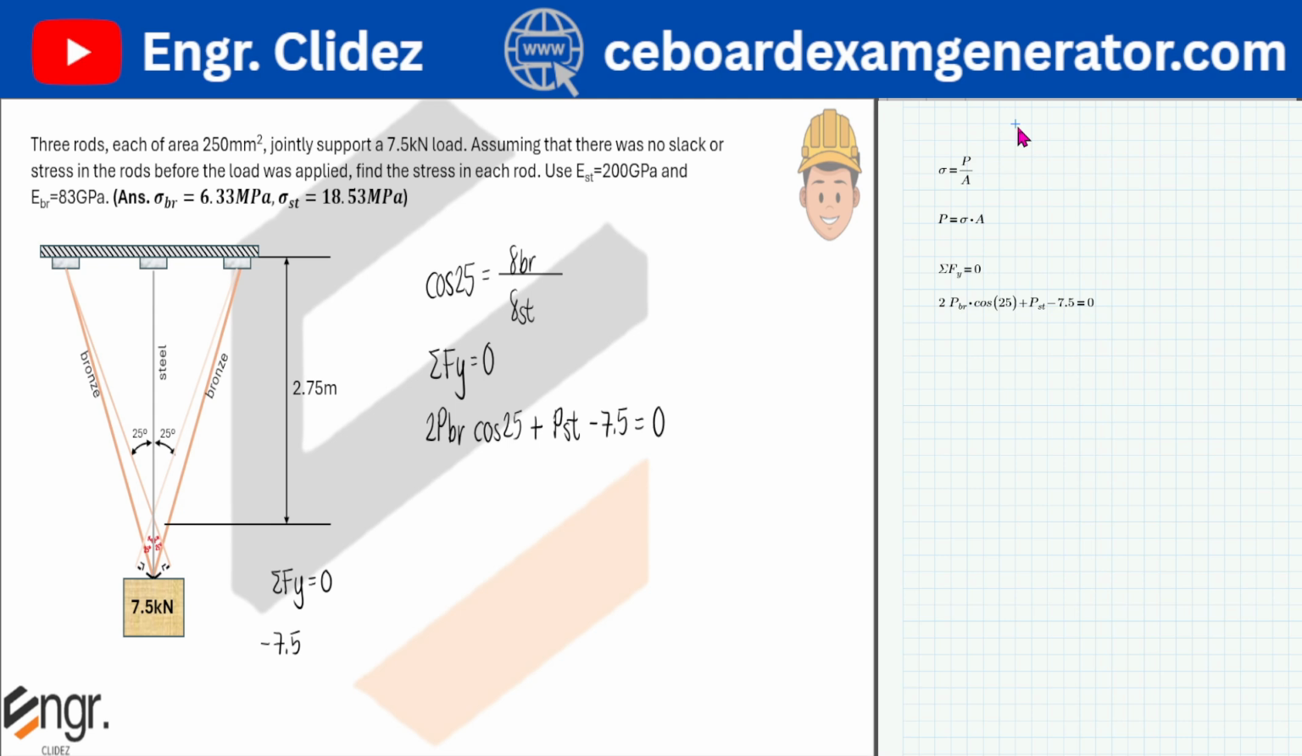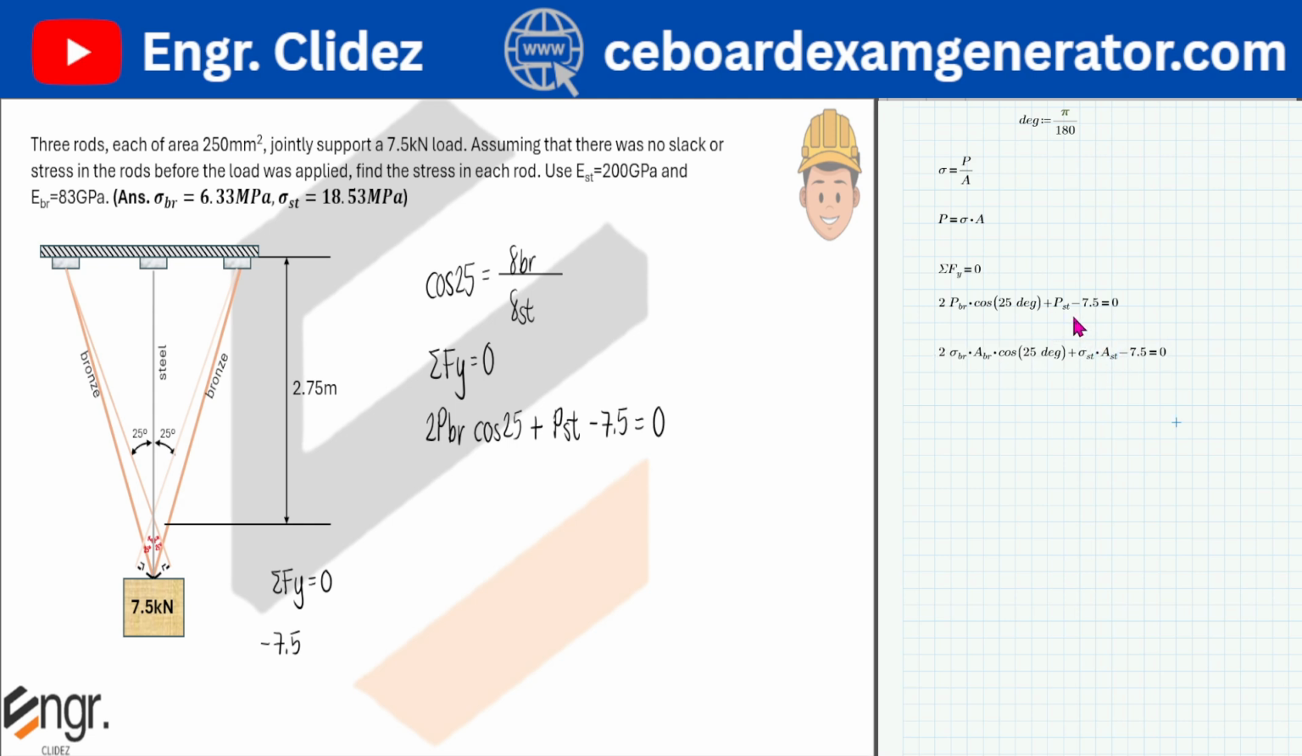Now by default, MathCAD is in radians. For the angle, it's in radians. So we convert radians into degrees, where pi radians is equal to 180 degrees. So we just add it here. Now transforming this in terms of the stress, we can define the force in the bronze rod as simply the stress in the bronze rod multiplied by the area of the bronze rod. And for the force in the steel member, we can define this as the stress in the steel member multiplied by the area of the steel member.